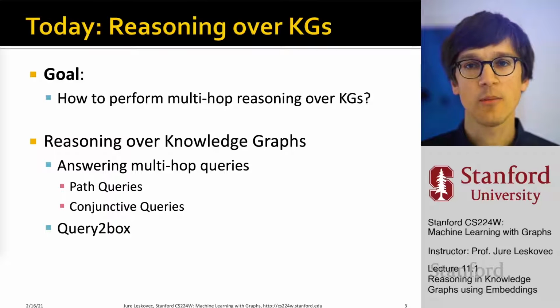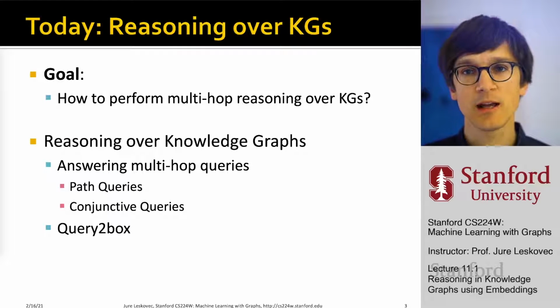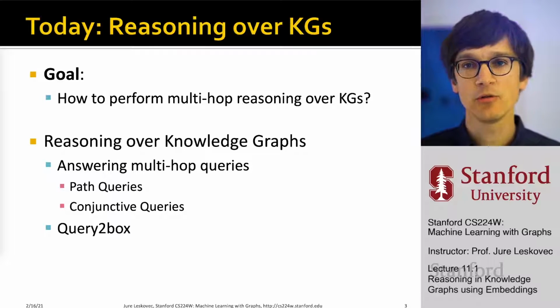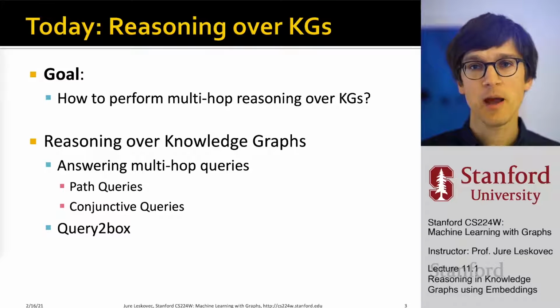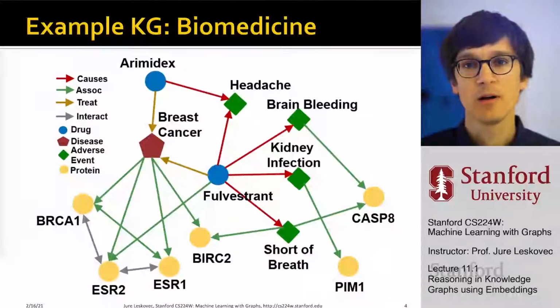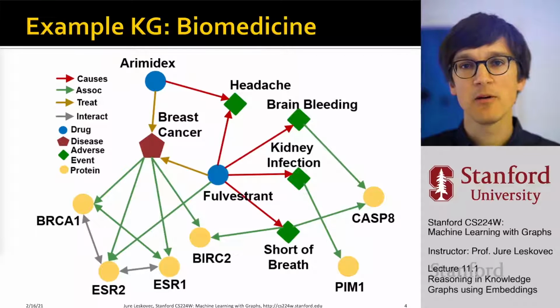And we are going to talk about two approaches. One will be how do we handle what is called path queries, and the other one will be about conjunctive queries and a method called query to box. In all these cases, the idea will be how do we embed the knowledge graph, how do we embed the relations such that we can reason and navigate and move around in this space. That's essentially the idea.